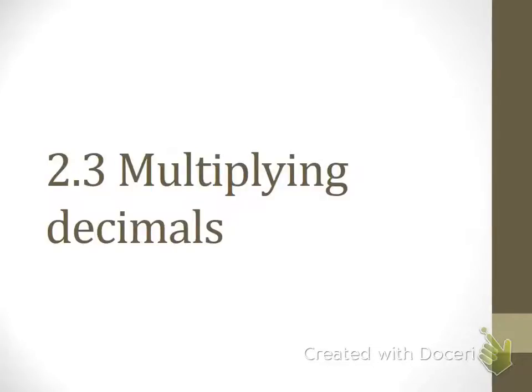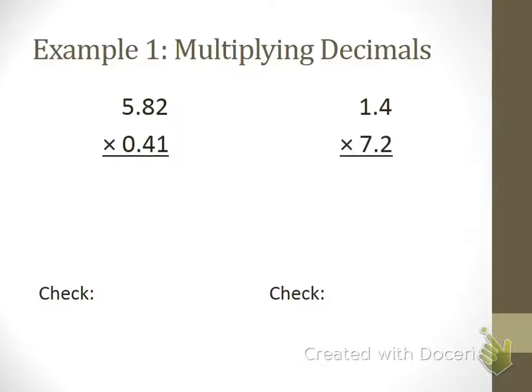Today we're in section 2.3, multiplying decimals. We are on page 63 in our books. In example 1, I want you to write both of these problems down in your notes, and we are going to multiply them in just a second.